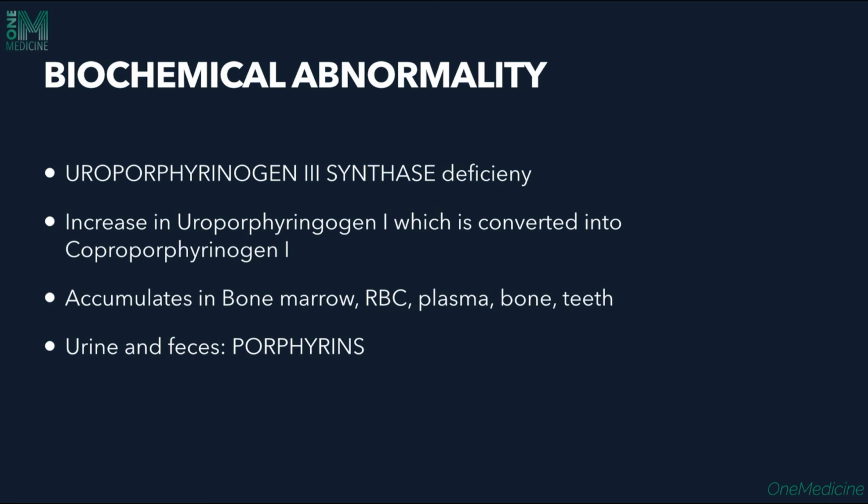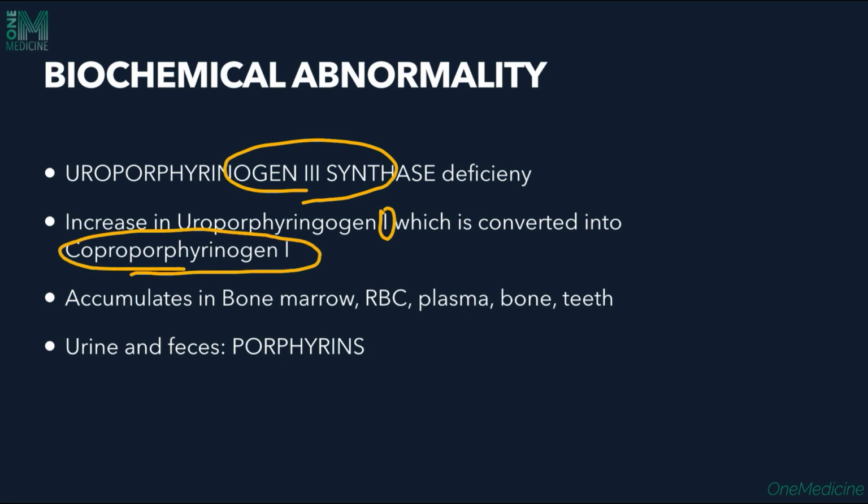The biochemical abnormality is uroporphyrinogen 3 synthase deficiency, and because of this deficiency there will be an increase in the 1 isomer here. Uroporphyrinogen 3 synthase won't act on the hydroxymethylbilane. It will spontaneously be formed into uroporphyrinogen 1, which will later be converted into coproporphyrinogen 1. The isomer will change, which accumulates in the bone marrow, the red blood cells, in the plasma, bone and teeth. In urine and feces also, there is presence of these porphyrins.